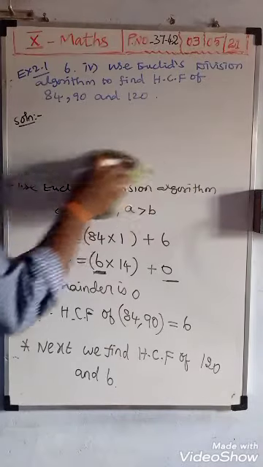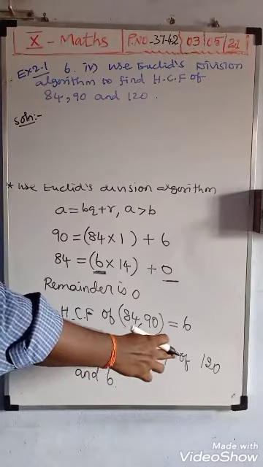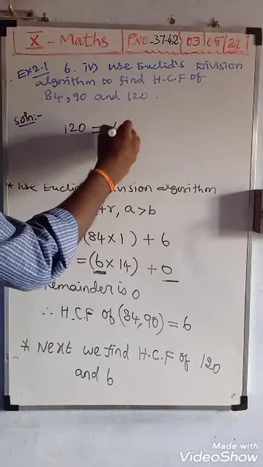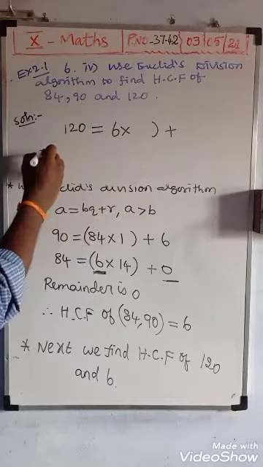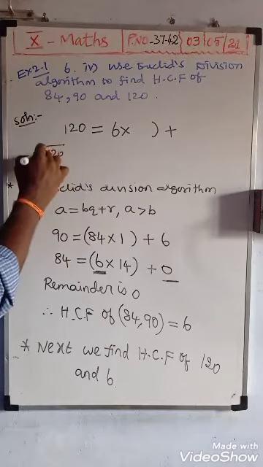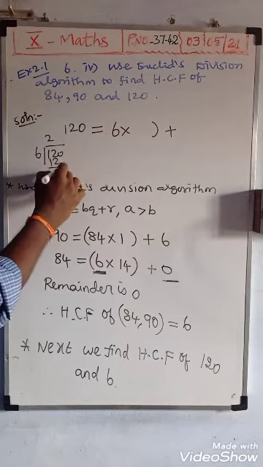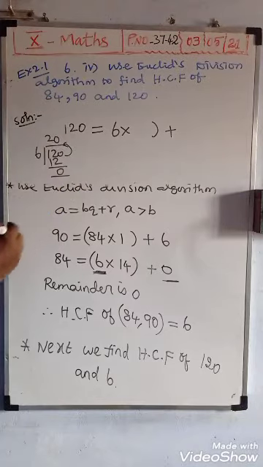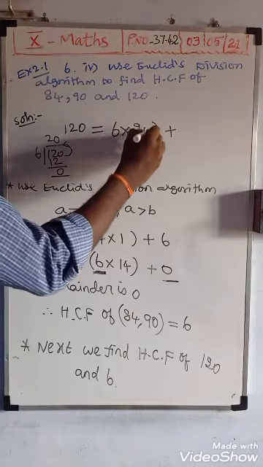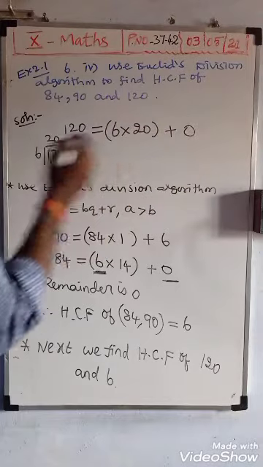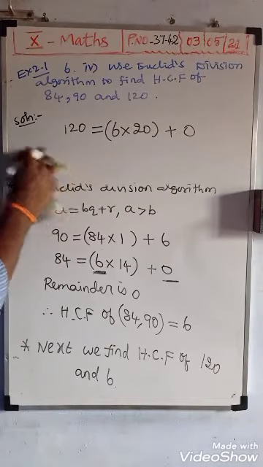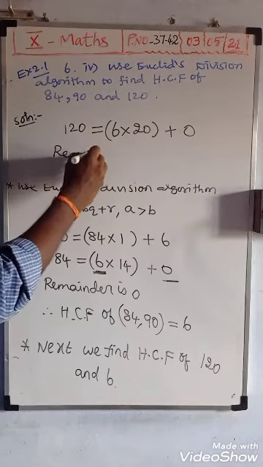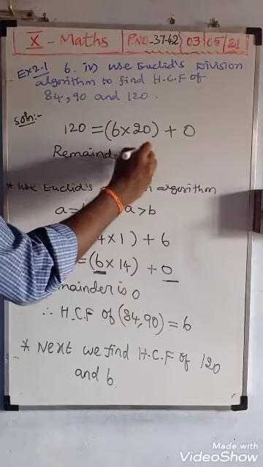Therefore, with the same Euclid's division algorithm, now the biggest number is 120. So 120 is equal to 6 times some number plus the remainder. If you divide 120 by 6, 2 sixes are 12, so the remainder is 0. That means 6 into 20 is 120 plus remainder 0. So in one step itself we received the answer, because the remainder is 0.